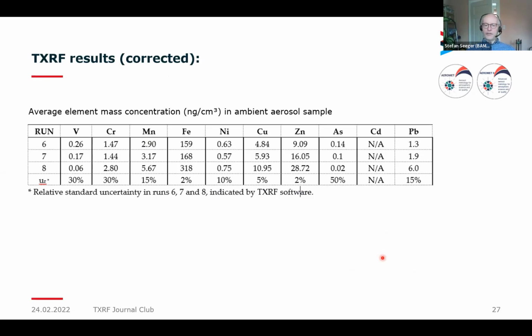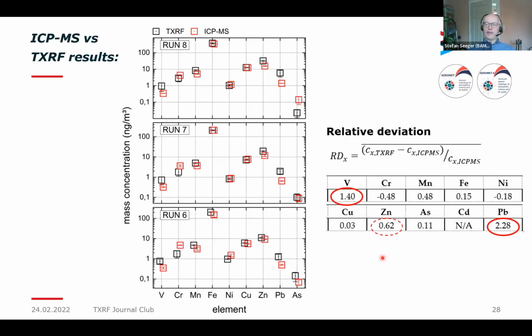And here's the table of TXRF results, which we got when we used the TXRF samples for these runs. And again, I would like to point out that the sampling time was exactly the same for both the filter sampling and the cascade impactor sampling for TXRF. And now we are able to compare the ICP-MS results with the TXRF results, which have been corrected, as I said, and end up in such a nice plot for the 3 runs.